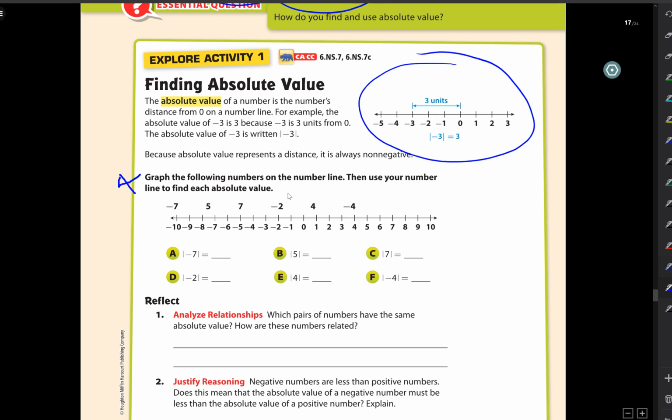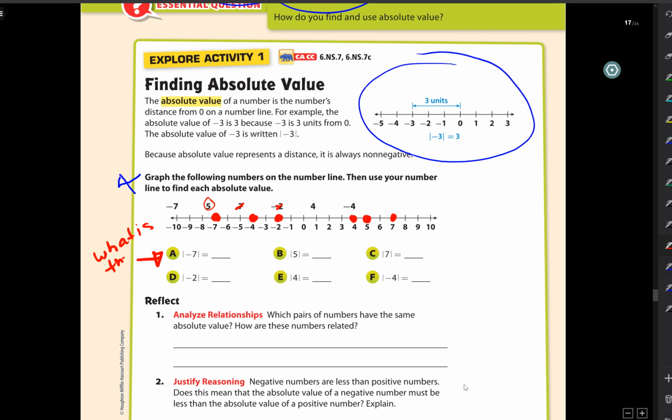So graph -7. So here's -7, okay? And then graph 5, and here's 5. And then graph 7, so here is 7. And then graph -2, so here's -2. And then graph +4, and graph -4. So here are all my numbers. They're on the number line. Now, the first one says, what is the absolute value?